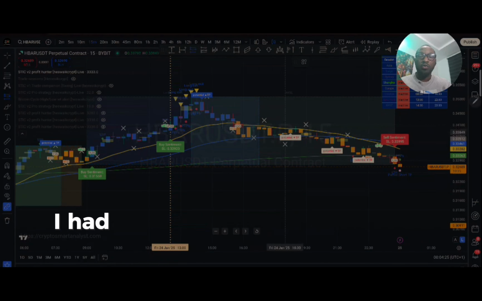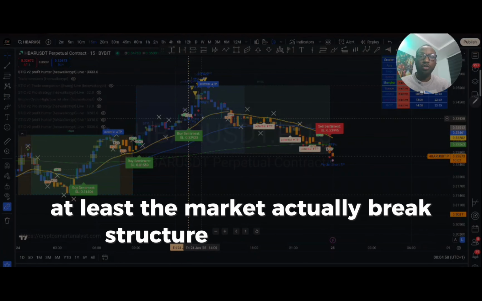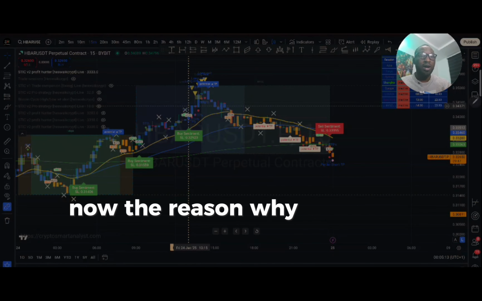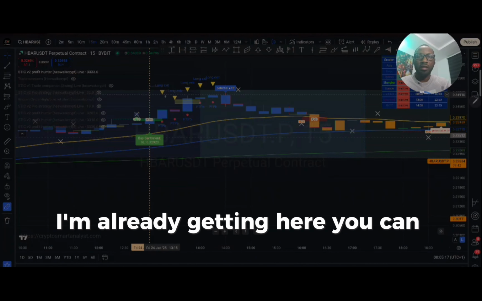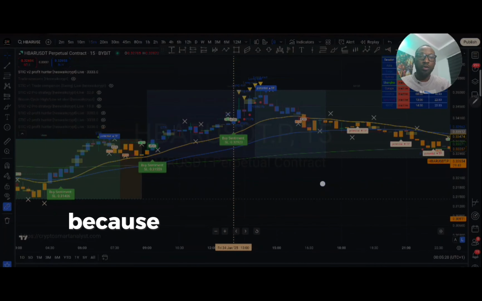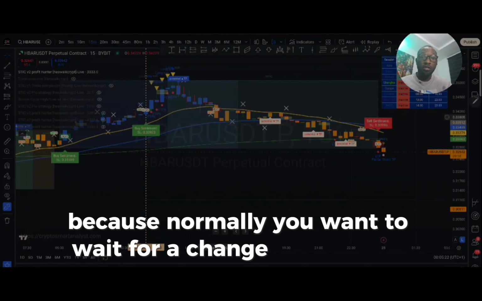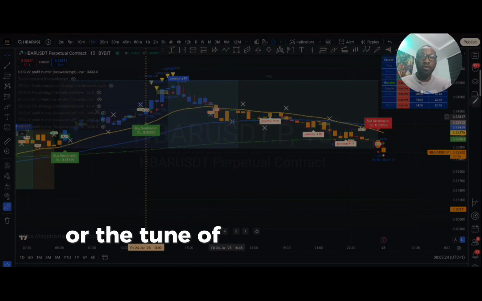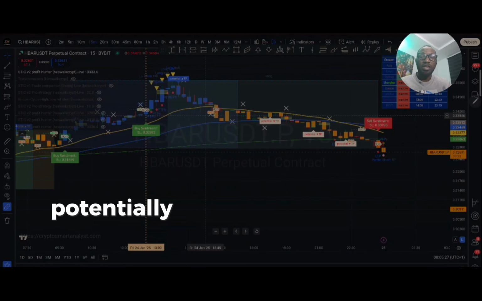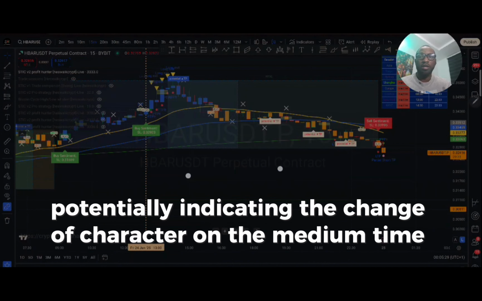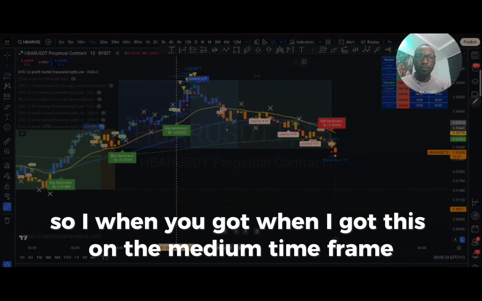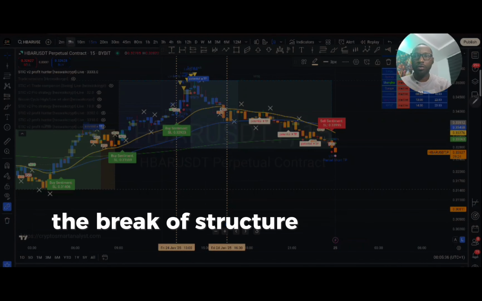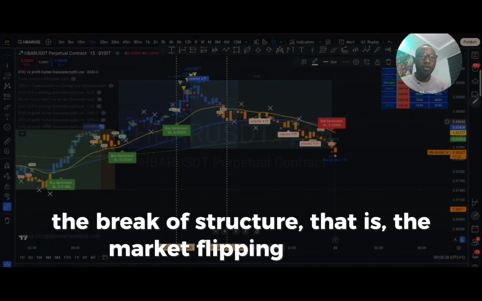Coming to my 15 minutes time frame, I got the value structure break. That is, the market actually breaks structure. When it broke structure, the reason why I actually followed through was because of the extreme I'm already getting here. You can see long exit. That's why I followed through, because normally you want to wait for a change of character, and this is potentially indicating a change of character on the medium time frame. So when I got this on the medium time frame, a break of structure, that is the market flipping bearish.